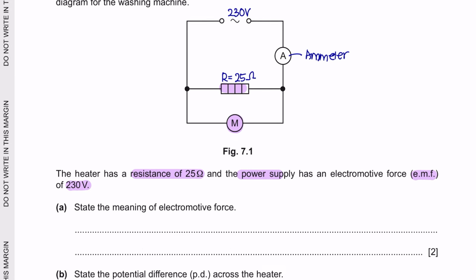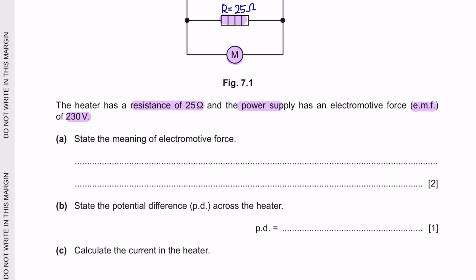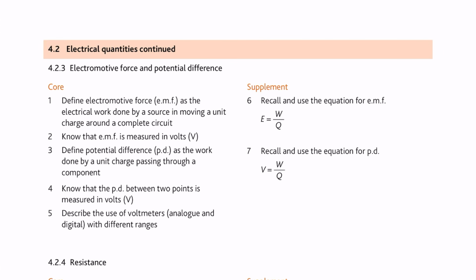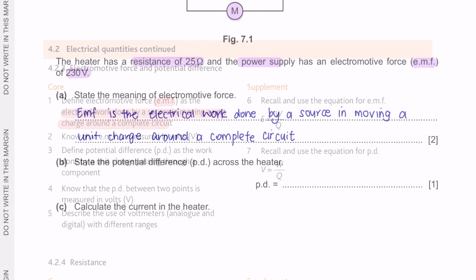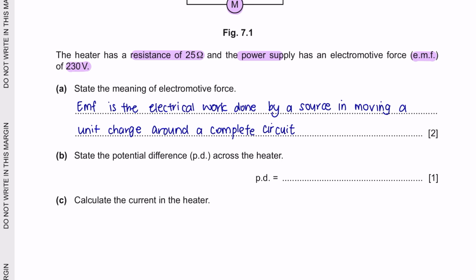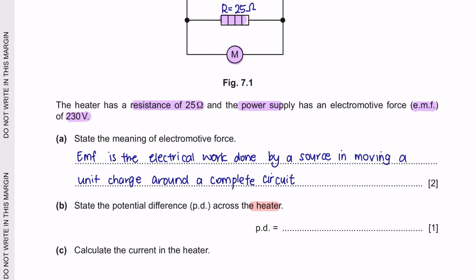Question part A. State the meaning of electromotive force. Any definition can be obtained in your syllabus. It has been mentioned here that EMF can be defined as the electrical work done by a source in moving a unit charge around a complete circuit. Next, question B. State the potential difference across the heater.